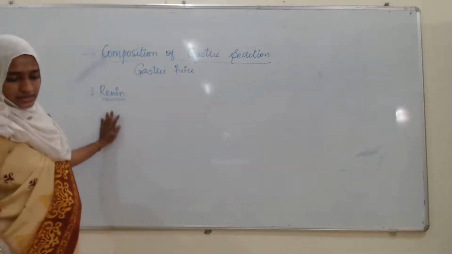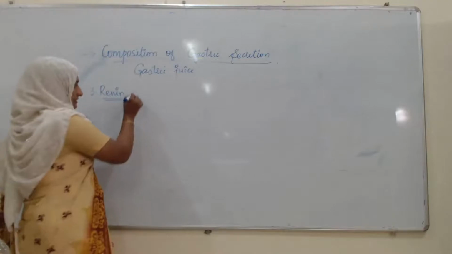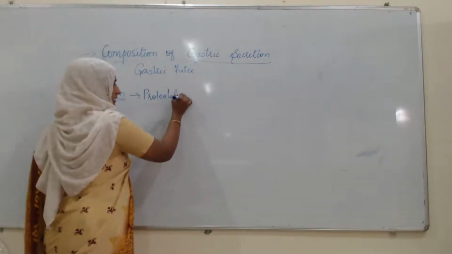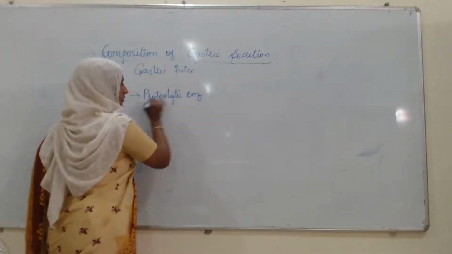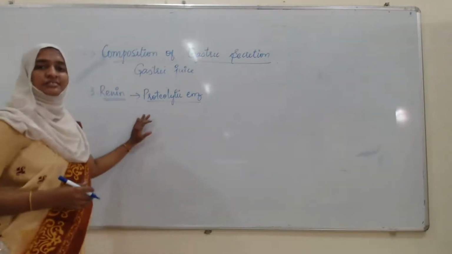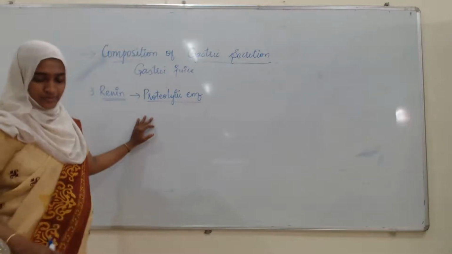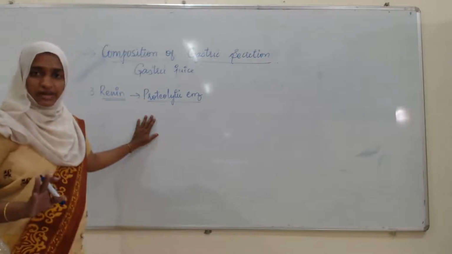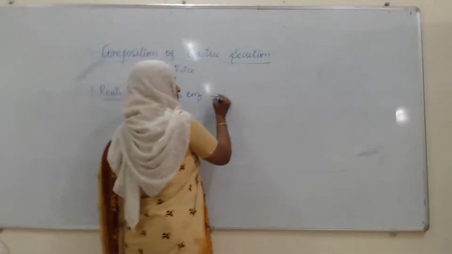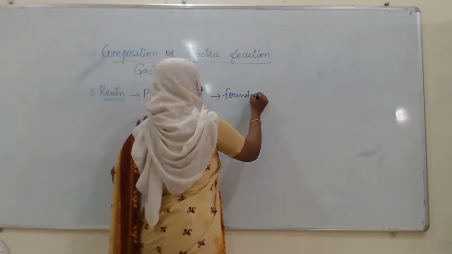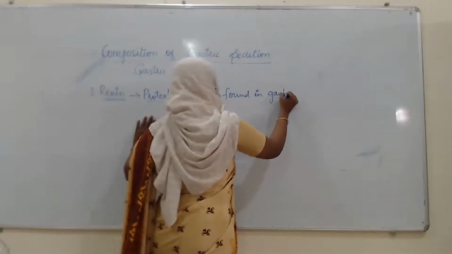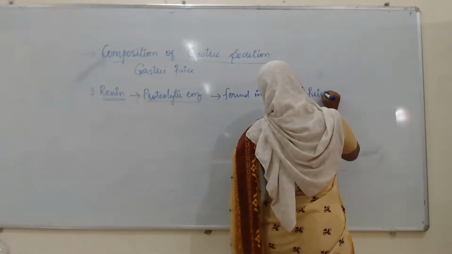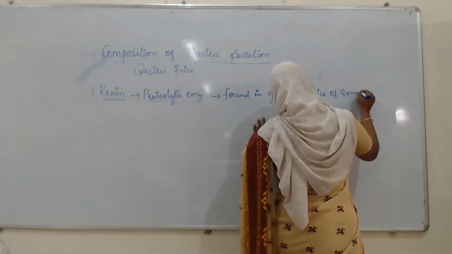Here, renin is another proteolytic enzyme. Proteolytic enzyme means which hydrolyzes the proteins. It is a proteolytic enzyme found in the gastric juice of some animals, not all animals.